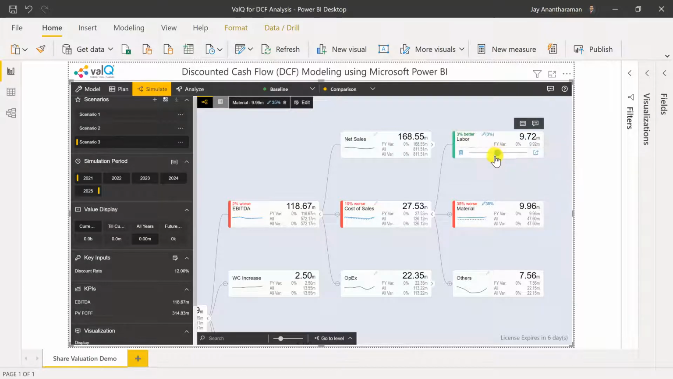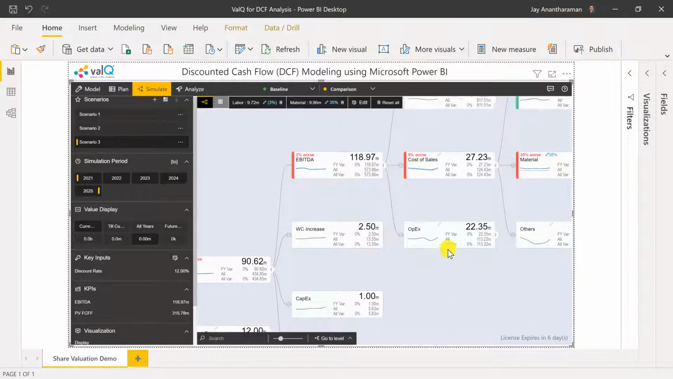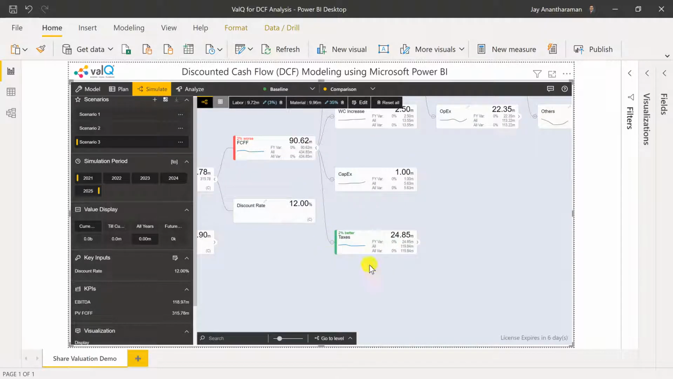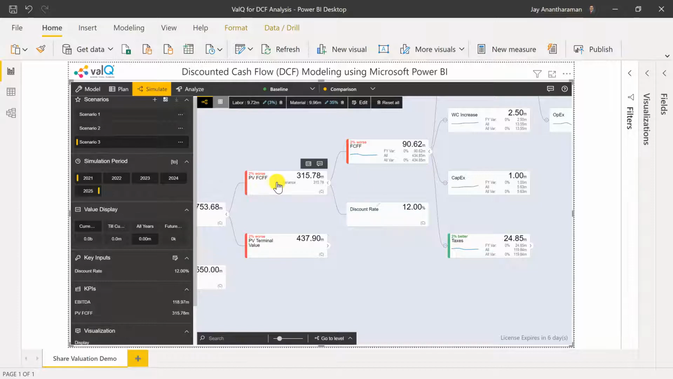So let's say, for example, our labor costs are increasing or getting 3% better and so forth. And not only the EBITDA, it also tells me that the tax rates are bound to be better because we end up spending a little bit more. But overall, the improvement to the present value of free cash flows is about 2%.